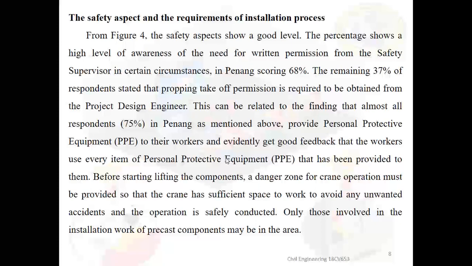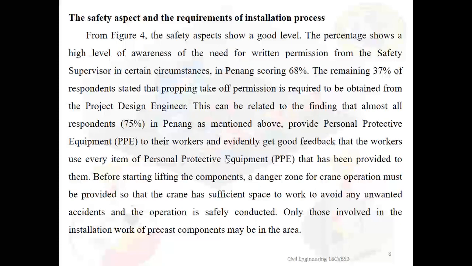So regarding this personal protective equipment, this safety aspect, the requirements of the installation process were given in this figure. From the figure, the safety aspect shows a good level. The percentage shows a high level of awareness of the need for written permission for safety supervision in certain circumstances.